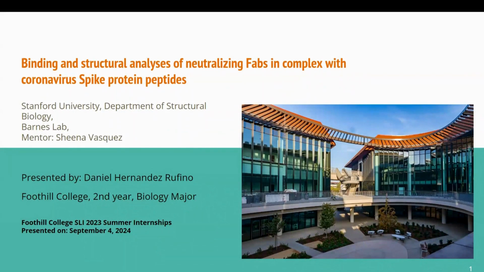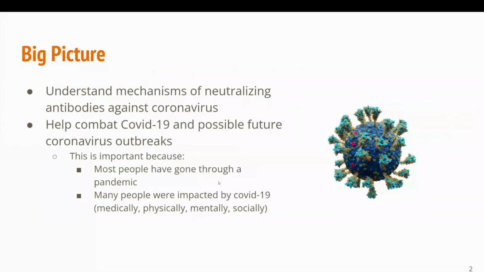Rufino. I am a second-year biology major at Foothill College, and the project that me and my mentor were working on is binding and structural analysis of neutralizing Fabs in complex with coronavirus spike protein peptides. And this is an image of the lab where we were working.